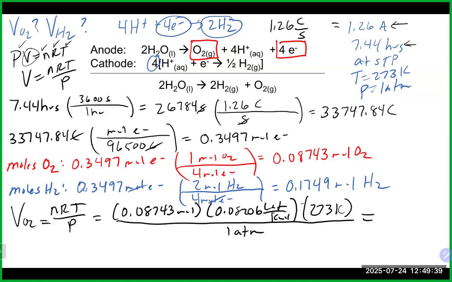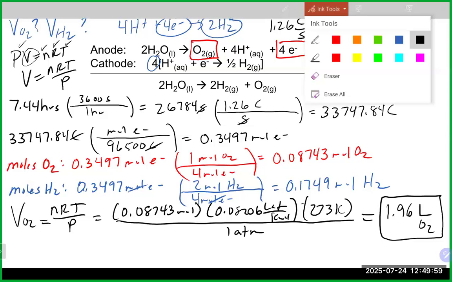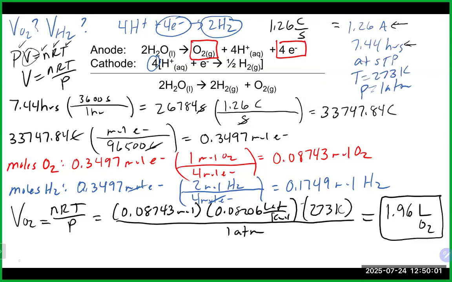So that will yield me about 1.96 liters of O2. We then basically could do the exact same calculation, except obviously in this case, we're going to substitute in our hydrogen moles. So our moles of hydrogen in this case was 0.1749.